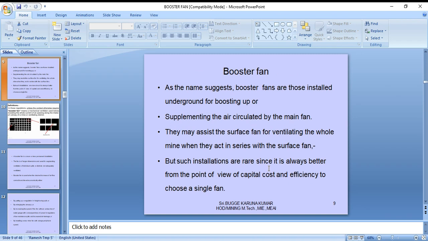As the name suggests, booster fans are those installed underground for boosting up or supplementing the air circulated by the main fan. They may assist the surface fan in ventilating the whole mine when they act in series with the surface fan, but such installations are rare since it is always better, from the point of view of capital cost and efficiency, to choose a single fan. So this is one suggestion for booster fan installation underground.